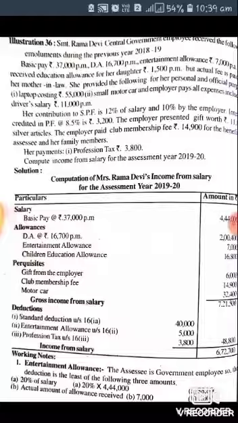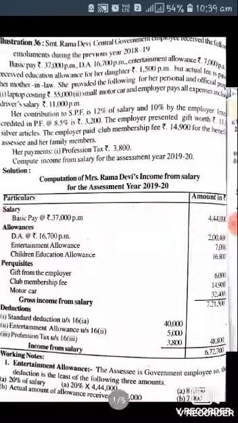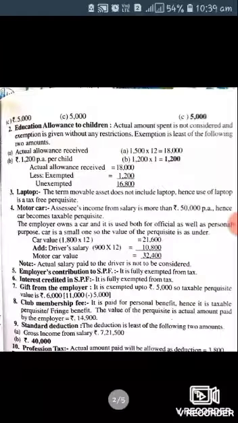Now let's see the allowances and their exemptions. The assessee is a government employee, so the deduction is the least of the following three for entertainment allowance: 20% of salary, that is 88,800, and the actual amount received, which is 7,000. Next is 5,000. So 5,000 will be the deduction allowed in the deduction column. For educational allowance, the actual amount spent is not considered. Exemption is given without any restriction.